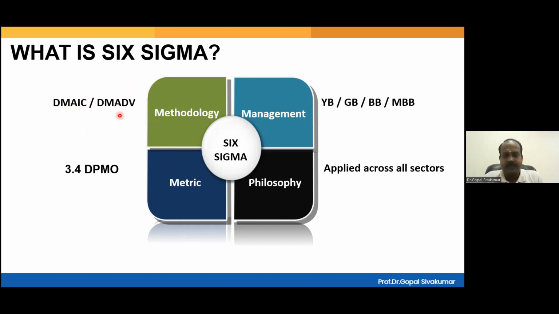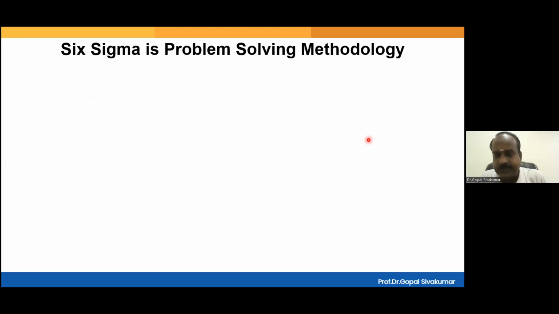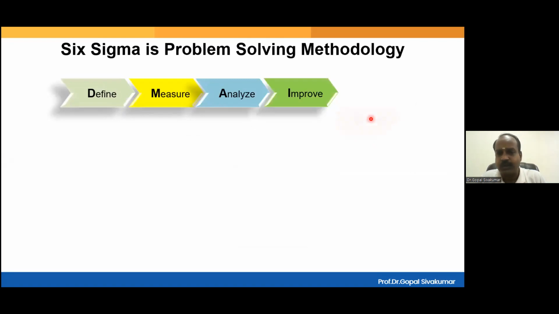Here it is define, measure, analyze, design and validate. Those of you who are working in product development, you will be using this methodology, DMADV, for developing new products. That is known as Design for Six Sigma. So Six Sigma can be a way of management and Six Sigma can be a philosophy. So taking a deeper look, define, measure, analyze, improve, control. A problem well defined is half done.